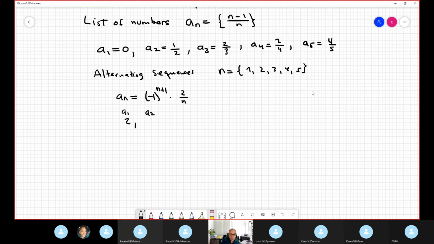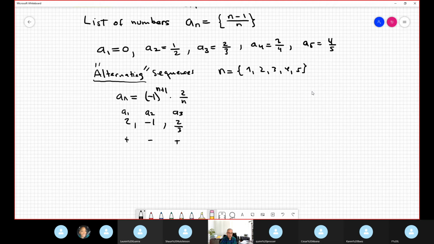A2, well, you plug in 2. 2 plus 1 is 3, and negative 1 to the third power is negative 1. That is the reason it's alternating. Then n is 2, 2 divided by 2 is 1, negative 1. A sub 3 is 3 plus 1 is 4. Negative 1 to the 4th power is an even exponent, so it is positive. And 2 over 3 is 2/3, positive. And you see, the first guy was positive, the second guy was negative, the third guy was positive. It's an alternating sequence.